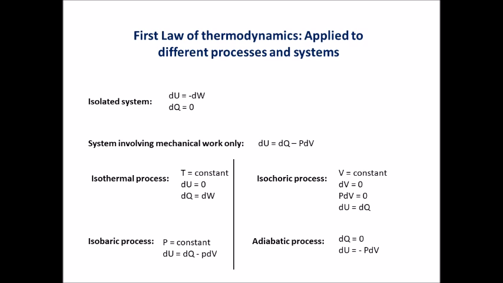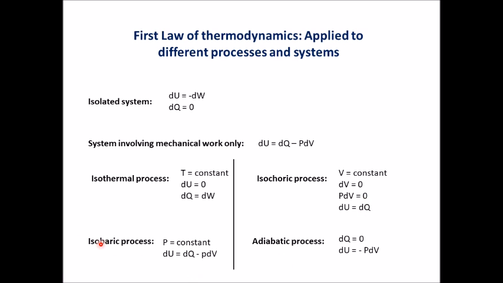Next, we see the isochoric process. In the isochoric process, volume is constant. If volume is constant, then V final minus V initial will be equal to 0, that is dV is equal to 0. Therefore, PdV is equal to 0, and then dU is equal to dQ minus PdV, that is dU is equal to dQ because PdV is 0.